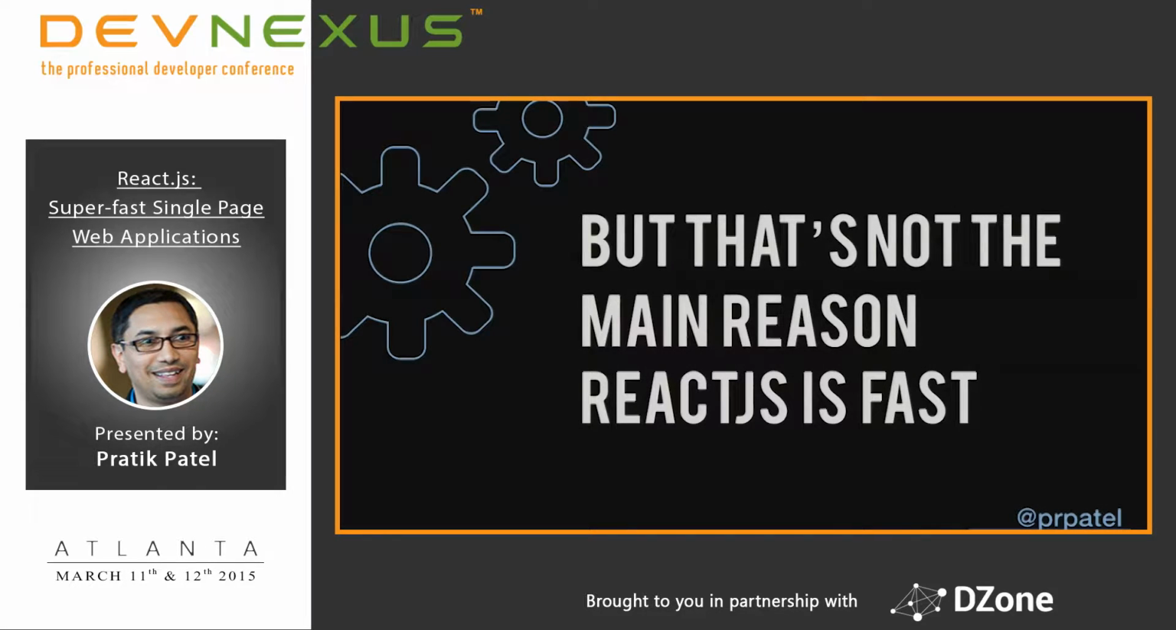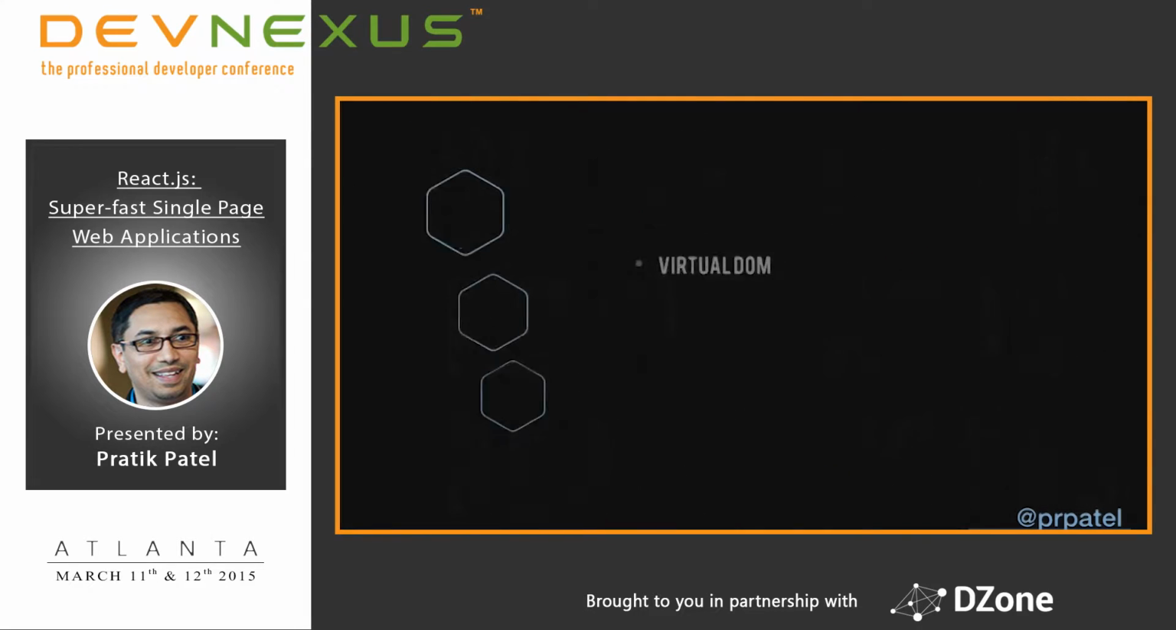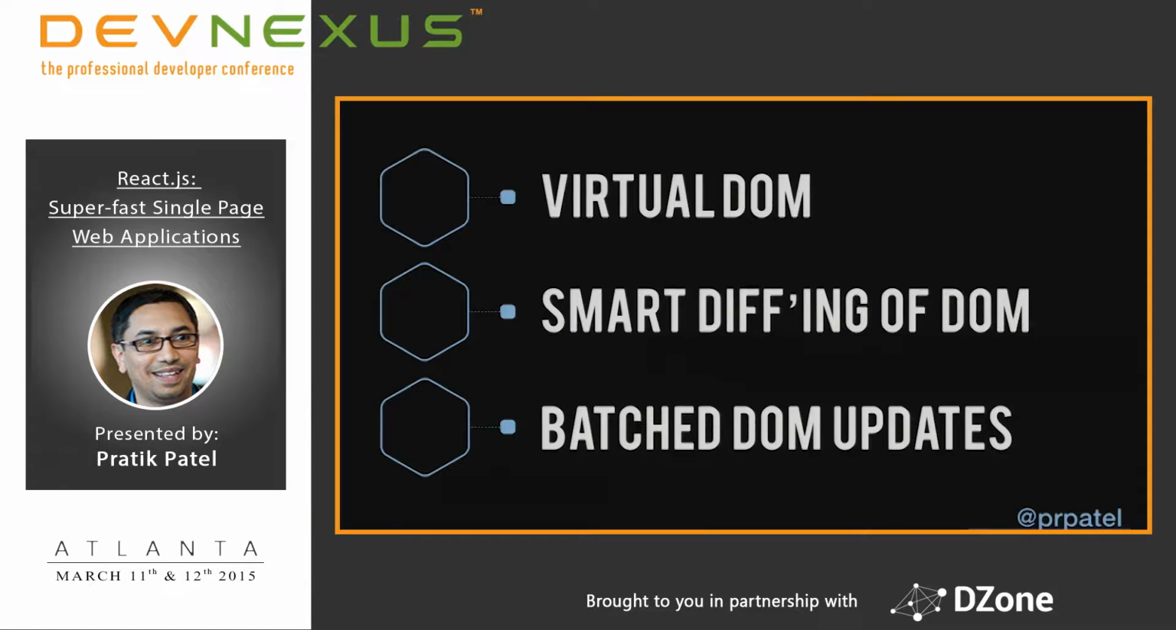But the isomorphic nature is not the main reason why React.js is so fast. Okay? The main reason why it's so fast is it does a couple of different things to help you in terms of managing the performance of your single page app in the browser. Namely, it has something known as the virtual DOM.